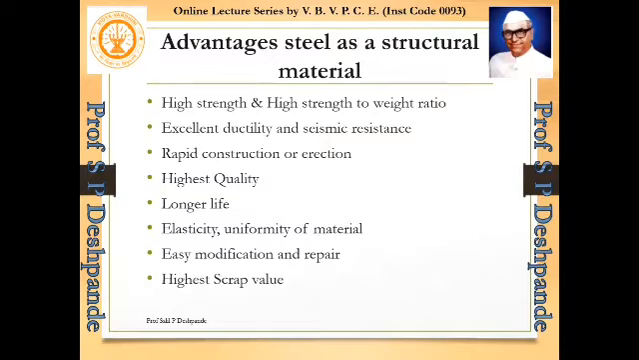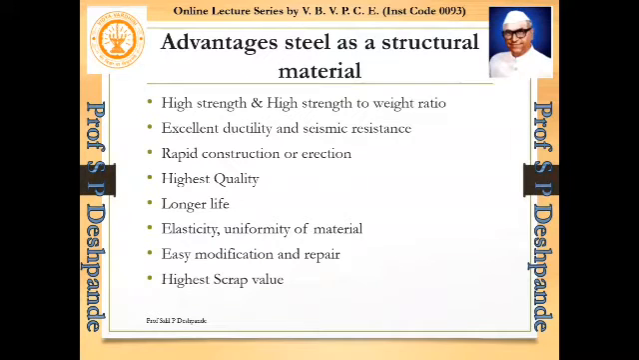Now, when we have seen all these structures made up of steel, why is steel so commonly used? So it has certain advantages. So what are the main advantages? It has high strength, and secondly, with high strength it has high strength to weight ratio. That means as compared to its weight, if you compare steel with any other material, and if you calculate the strength of that material and weight of the material, you will find that the strength to weight ratio is comparatively much higher for steel.